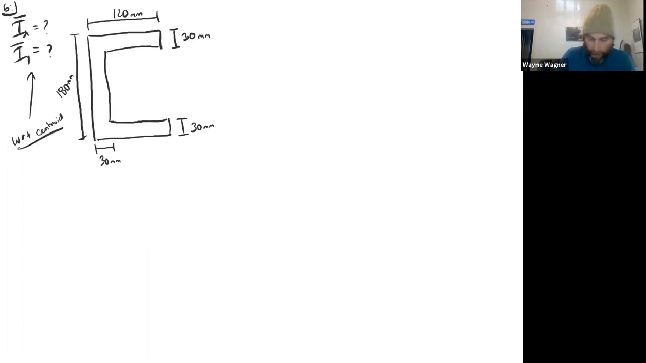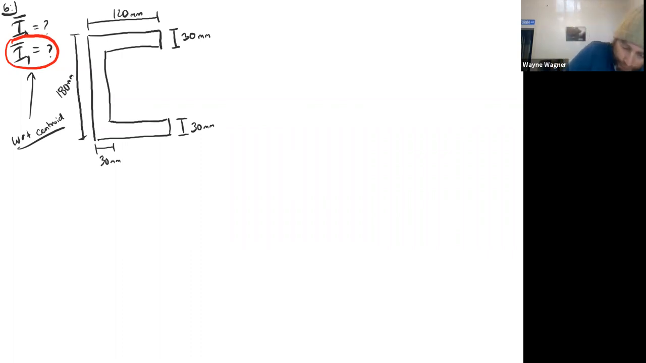Due to time, let's do IY, that's the harder one. Okay, let's do IY here. It's with respect to the centroid, but they didn't tell us where the centroid is. So that's a little bit problematic. The nice thing about this is we can create a chart and we'll get at it. So first thing we need to do is figure out where the centroid is.